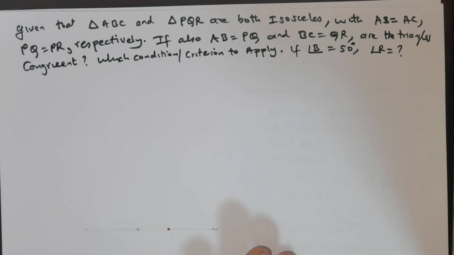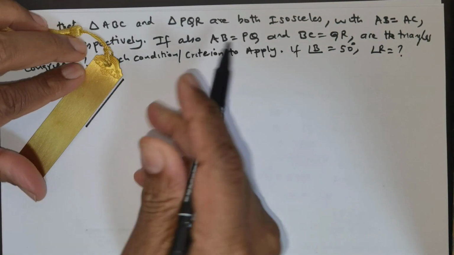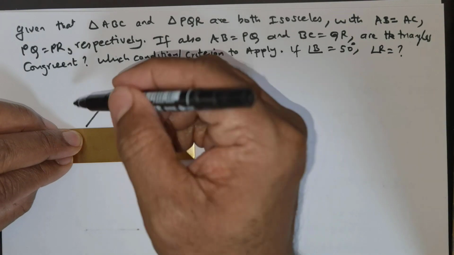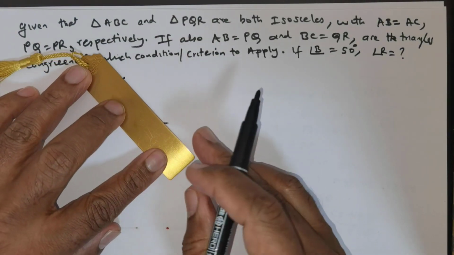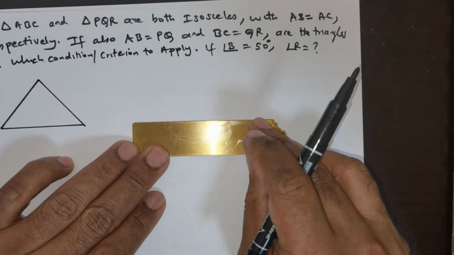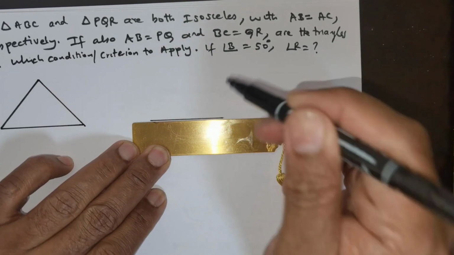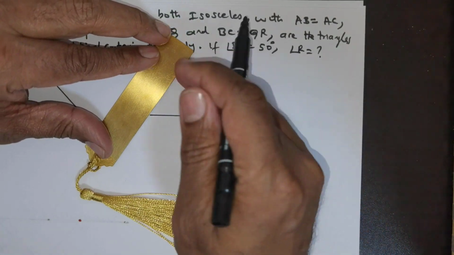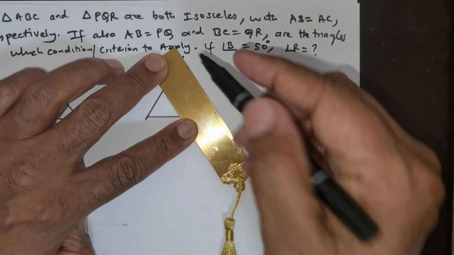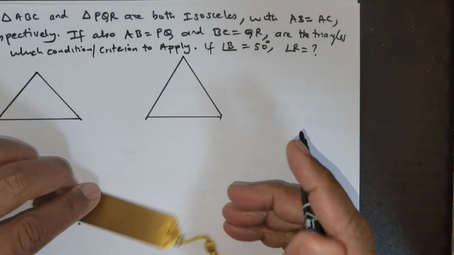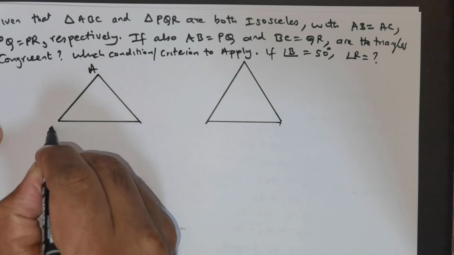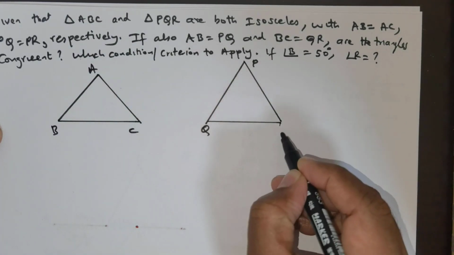So let me draw the figure for this question. Drawing figures are very important, so take some time to draw the figures, right? So even though it's a triangle, make sure you are drawing the triangle. That's important. So let me draw the next one. Okay. So this is A, B, C, P, Q, R.